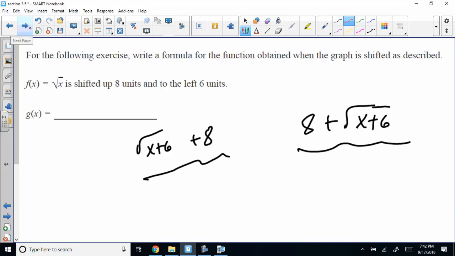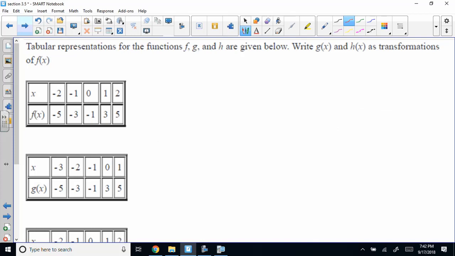Any questions? How'd you do? Were you able to get the plus 8? You're 50% there. And when you do a horizontal shift, it's opposite. So if I'm going left, that's really negative. But remember, it's x minus h, so when you subtract the negative, it becomes a plus.